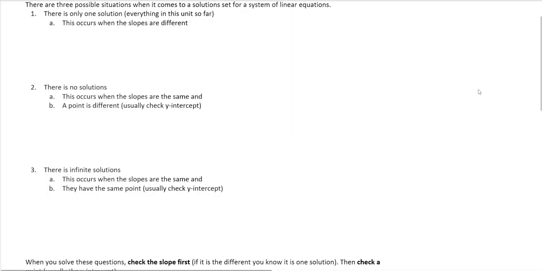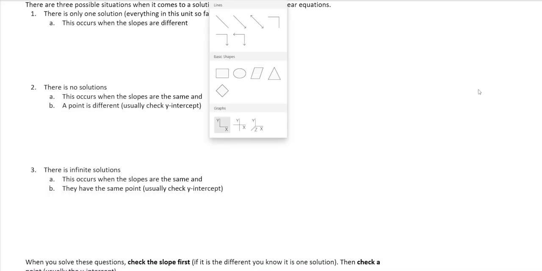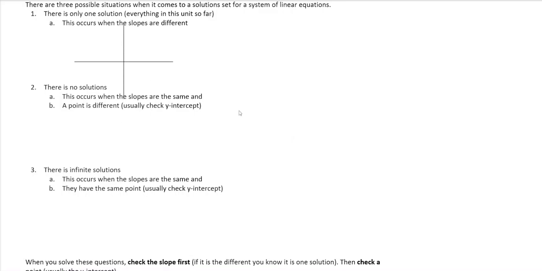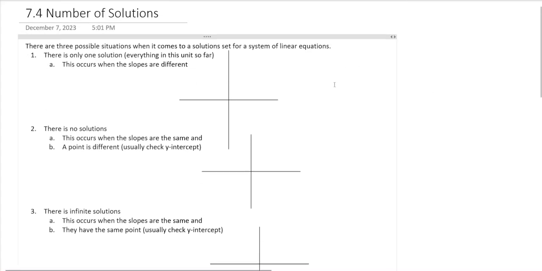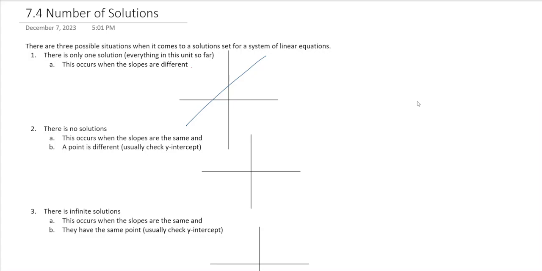Before we do that, I'm going to make us a graph. So there is only one solution when the slopes are different. So this is everything in the unit so far. It is most obvious when the slopes are opposite, like one's positive, one's negative, but this is actually true no matter what. Whenever the slopes are different, there's always going to be one solution. So this purple dot there is the solution. It's the only solution to that set.